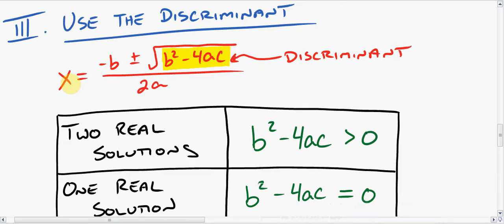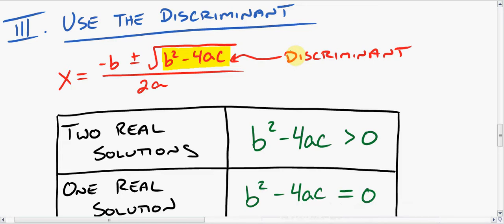So I've got it written here one more time. x equals the opposite of b plus or minus the square root of b squared minus 4ac all over 2a. And the discriminant I have highlighted, which is the portion of the quadratic formula that falls underneath the square root. That's the discriminant. And we can use that to determine whether we have two real solutions, one real solution, or two imaginary solutions.